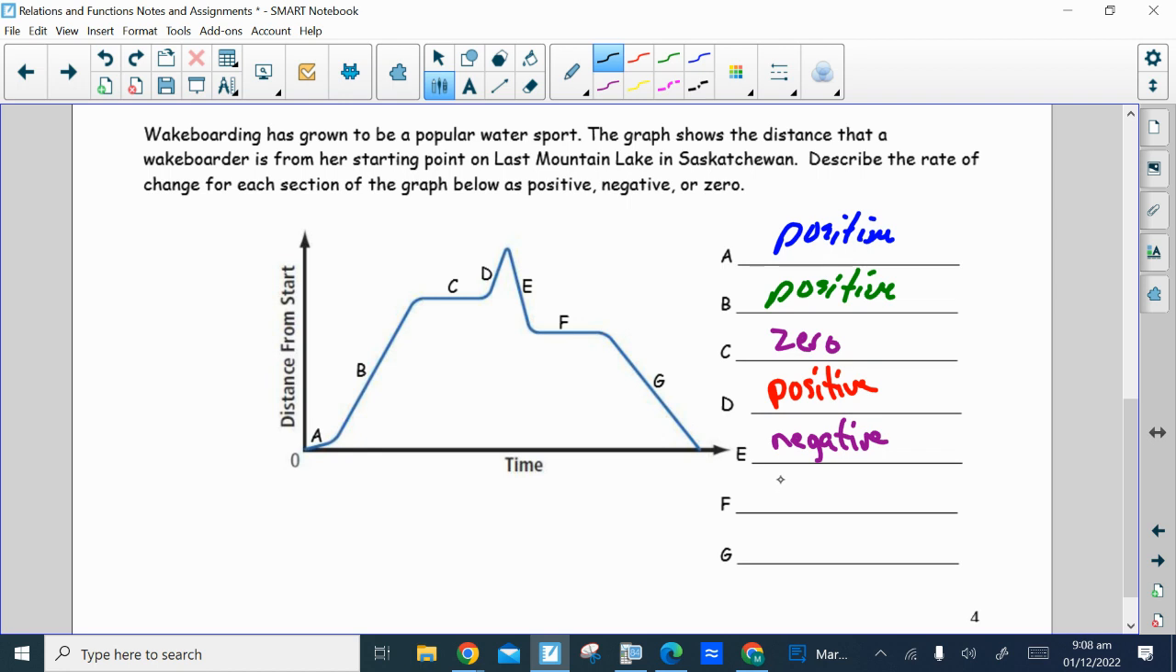F, the rate of change is 0. The distance from the start is not changing, the time is, but the distance from the start stays constant. Again, it probably means that for whatever reason, they've stopped. And then at section G, again, it's a negative rate of change, which means they're getting closer to the start until this point here where they actually get right back to their starting point.